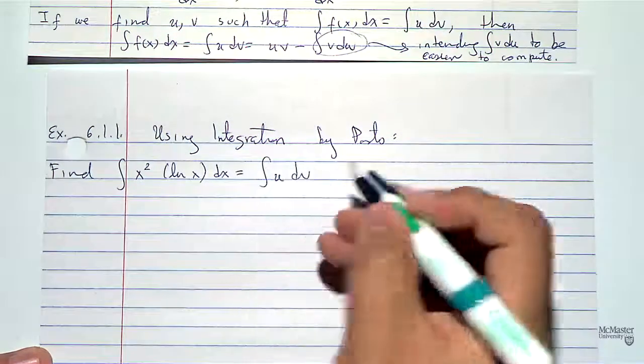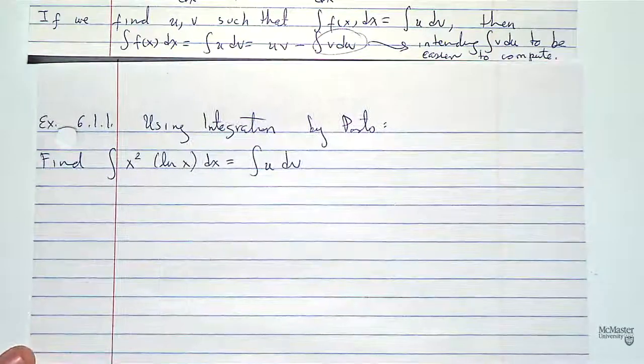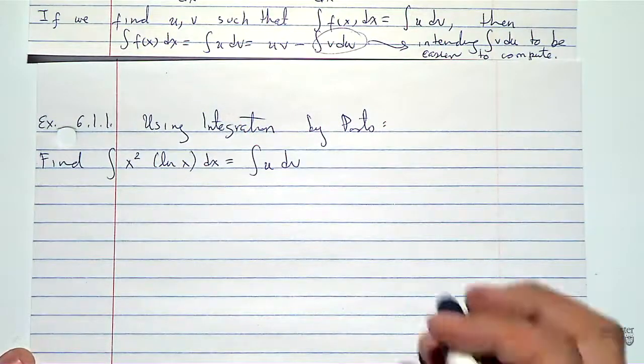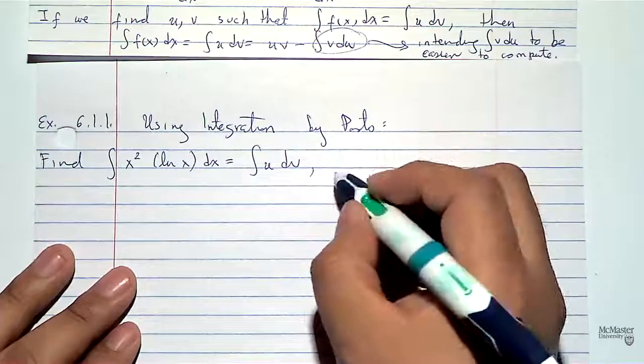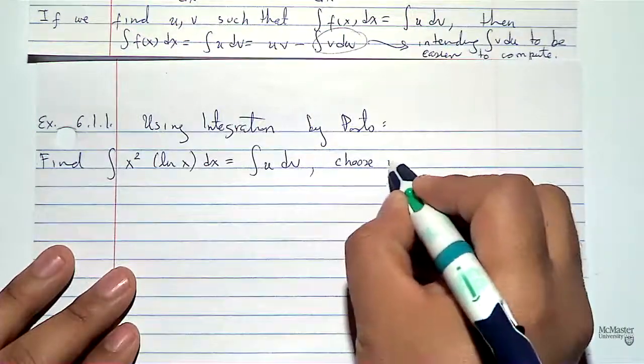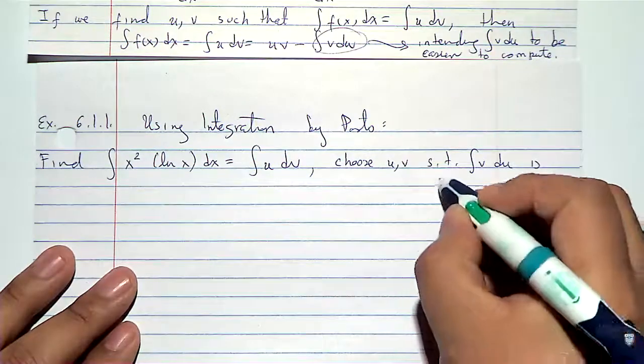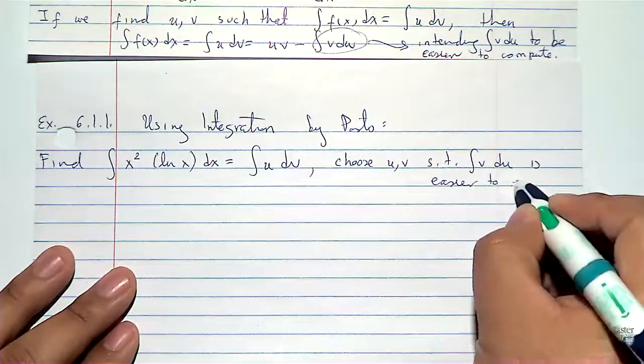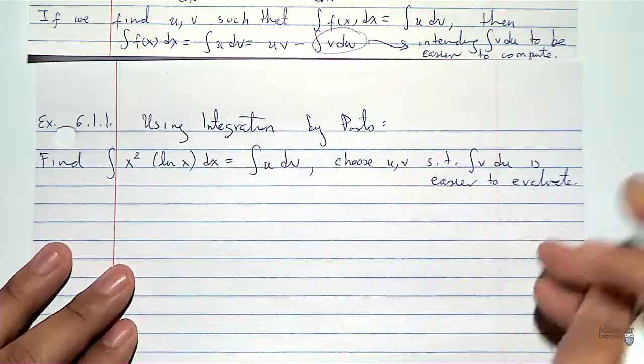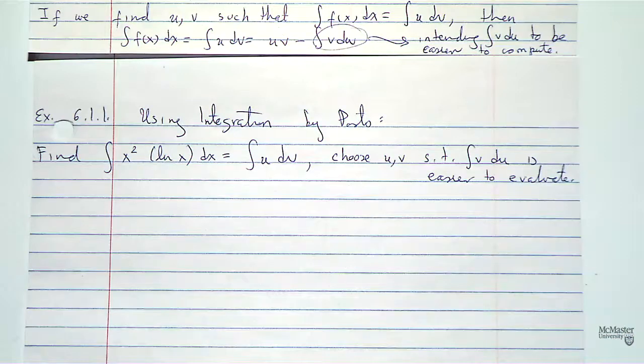The nature of this exercise is to put this in the form u dv. To make the statement clearer, you have to choose u and v such that the integral of v du is easier to evaluate. You have two options in a way, right? Which one to take as u or as dv. What you can think is that the derivative of natural log of x is 1 over x.